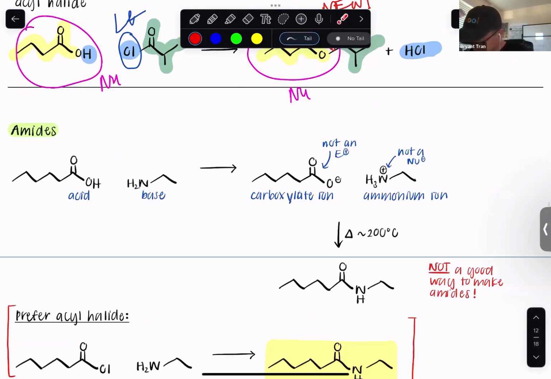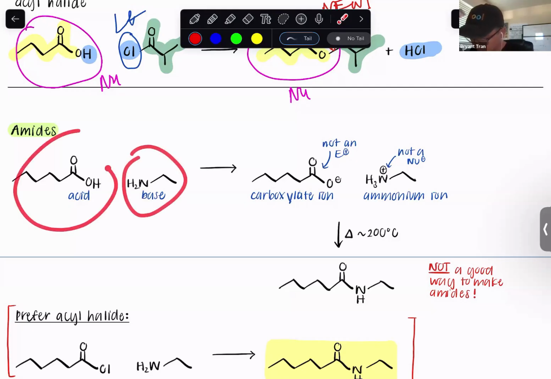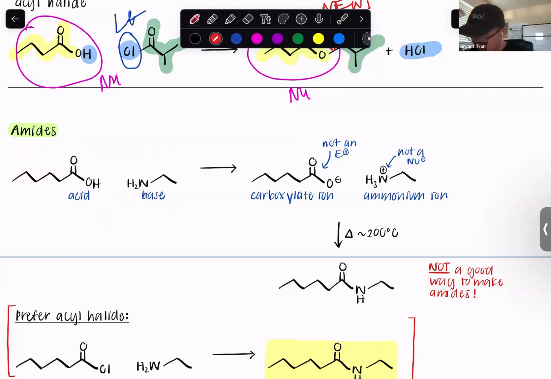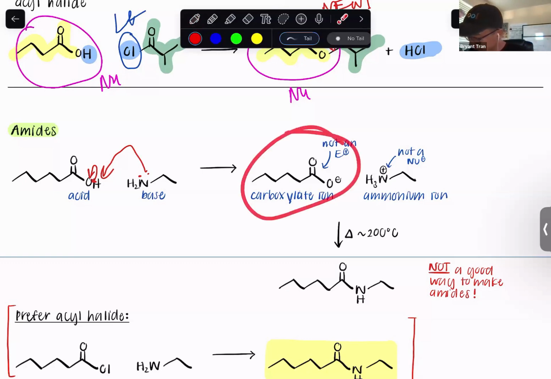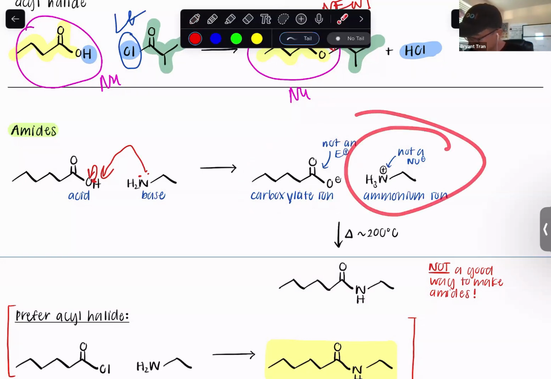So amides, if you have no heat, right? If you just have a neutral amine and a neutral carboxylic acid, an acid-base reaction is going to happen because this is the acidic proton. This is the basic molecule. This nitrogen here is just going to grab that proton and I give that oxygen a negative charge, which is this carboxylate ion here. And then we get this ammonium ion here.